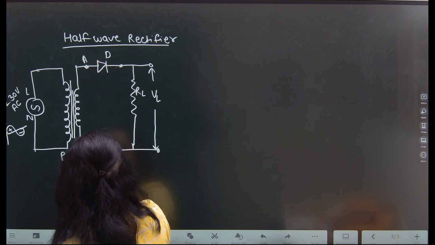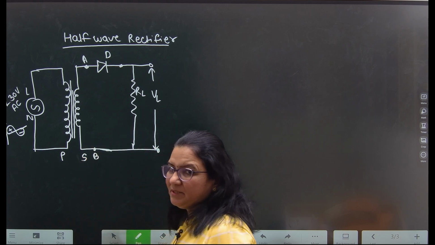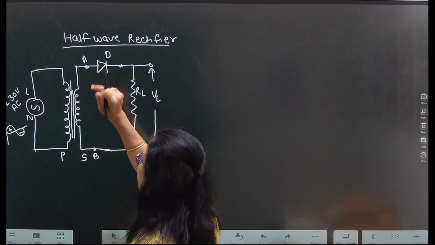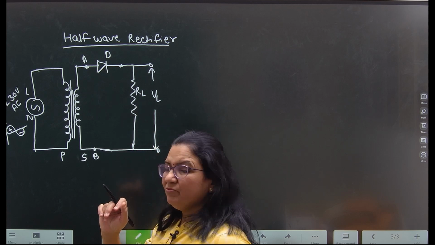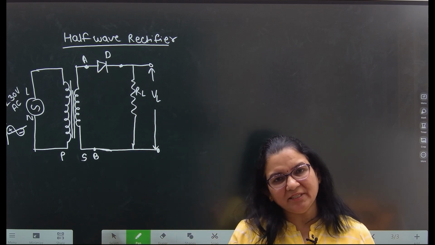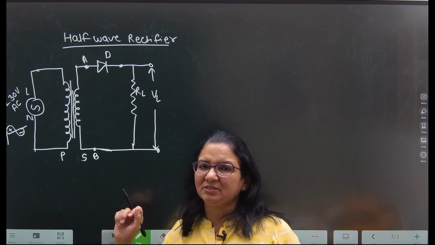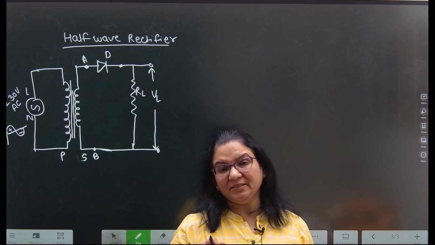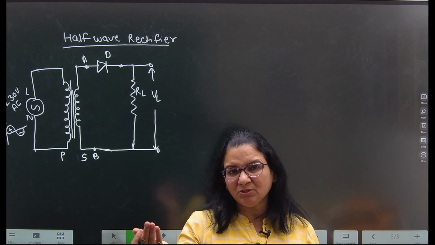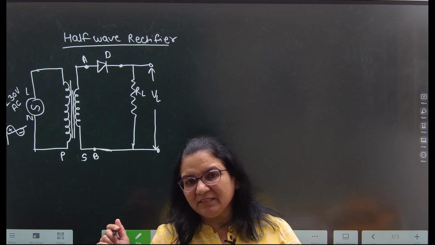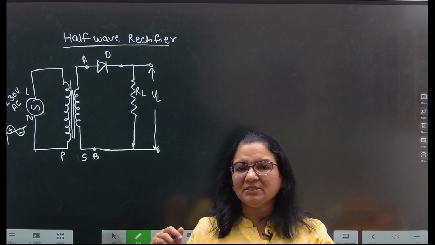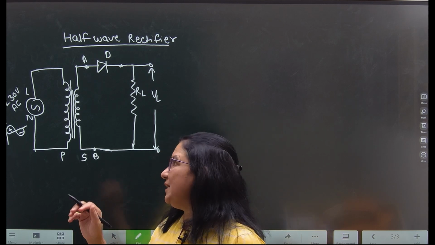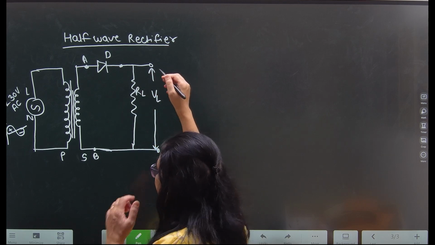Here we will consider points A and B. The diode's anode is this one, and here is the cathode. We know that the PN junction diode, when connected in forward bias, works as an on switch. And if it is connected in reverse bias, then it works as an off switch. Now let us understand all these points one by one.